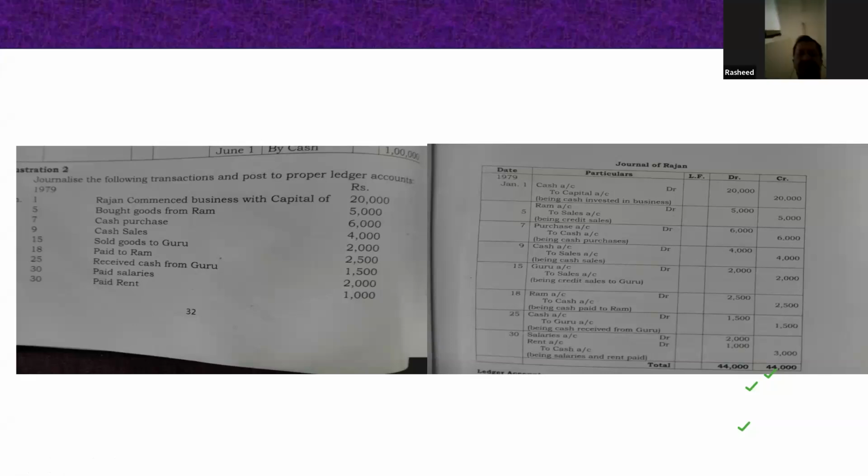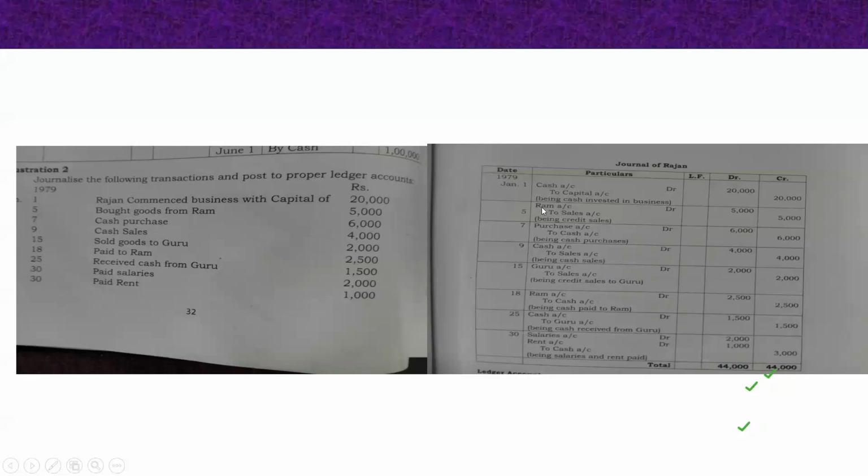Clear? Okay. So from this journal, we are going to prepare the ledger posting. Let's see one by one. First, make sure you start with the first entry which has been posted on the journal. The first entry here is the cash account, and then the capital account. So always start with the first entry. Start with the capital and go with all the cash transactions.